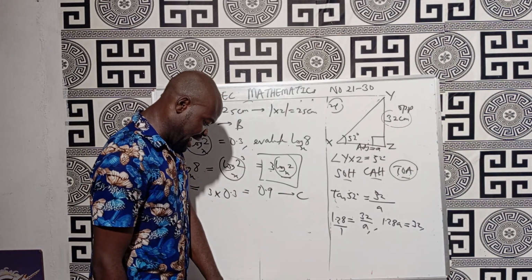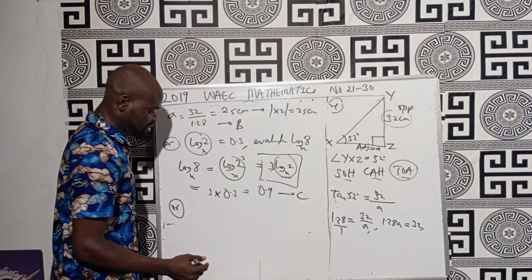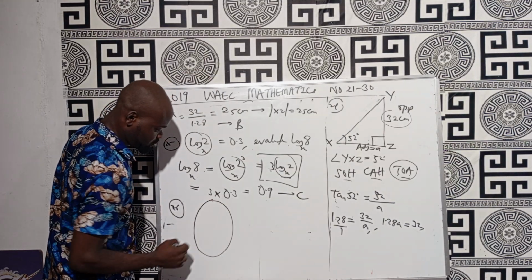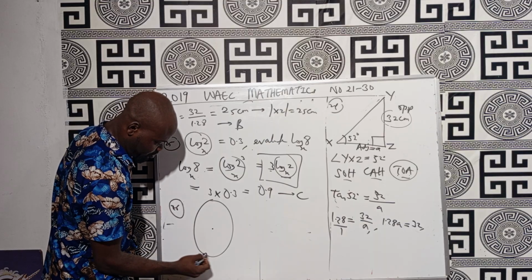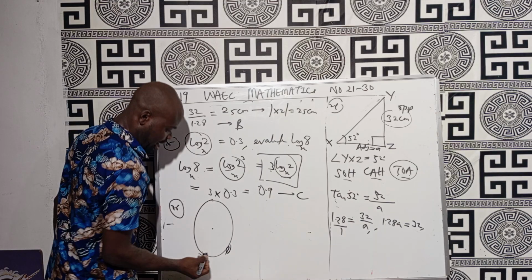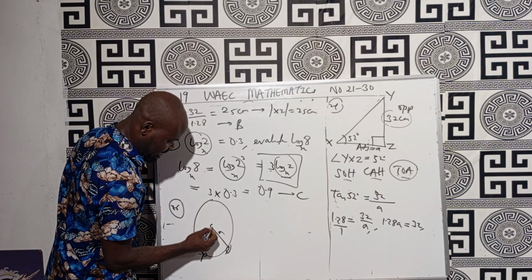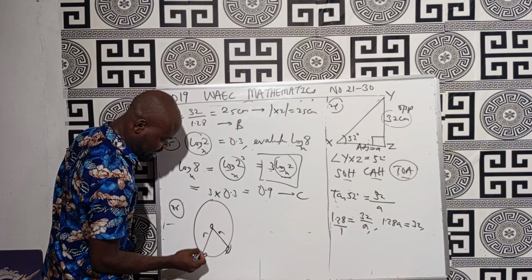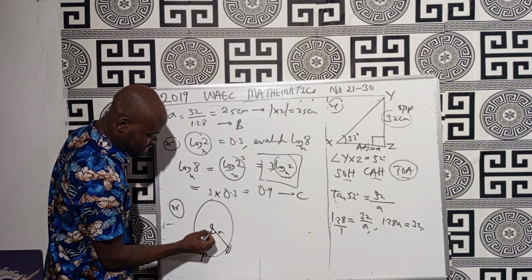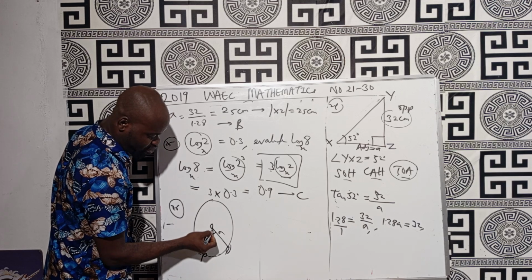An arc subtends an angle of 72 degrees at the center of a circle. So let's say this is a circle here. This is the center. This is the arc here, let's say arc PQ. This arc, this radius, another radius. So we have center O, radius, arc. This is the angle at the center. This is the arc. So the arc subtends this angle at the center.